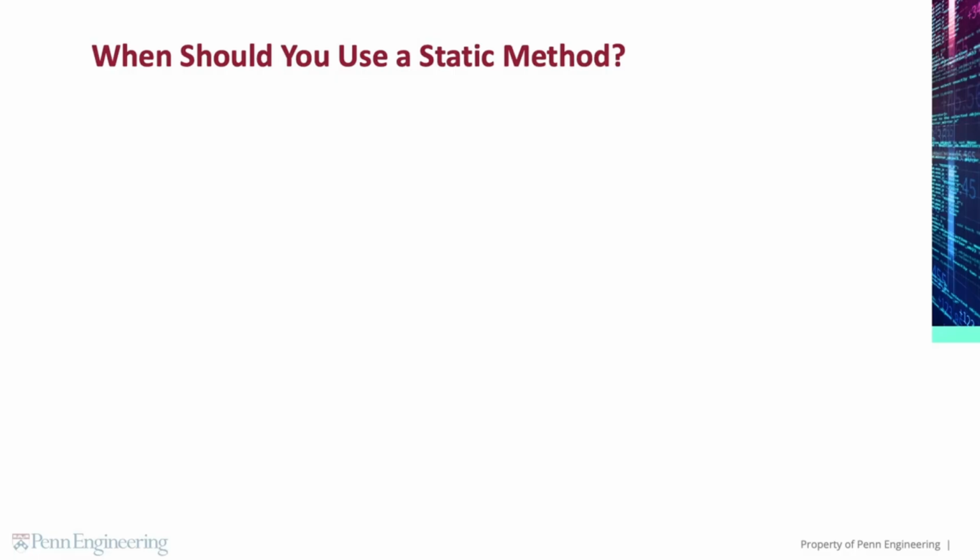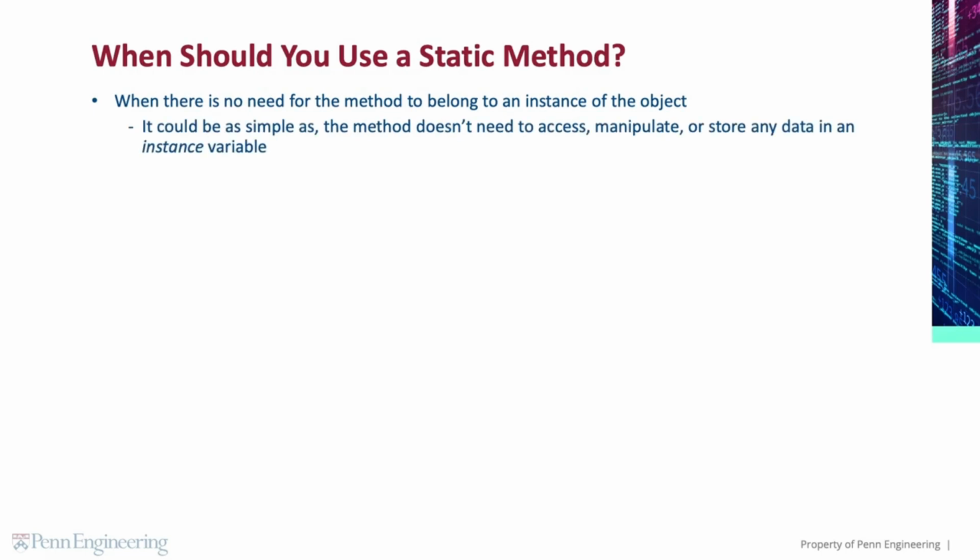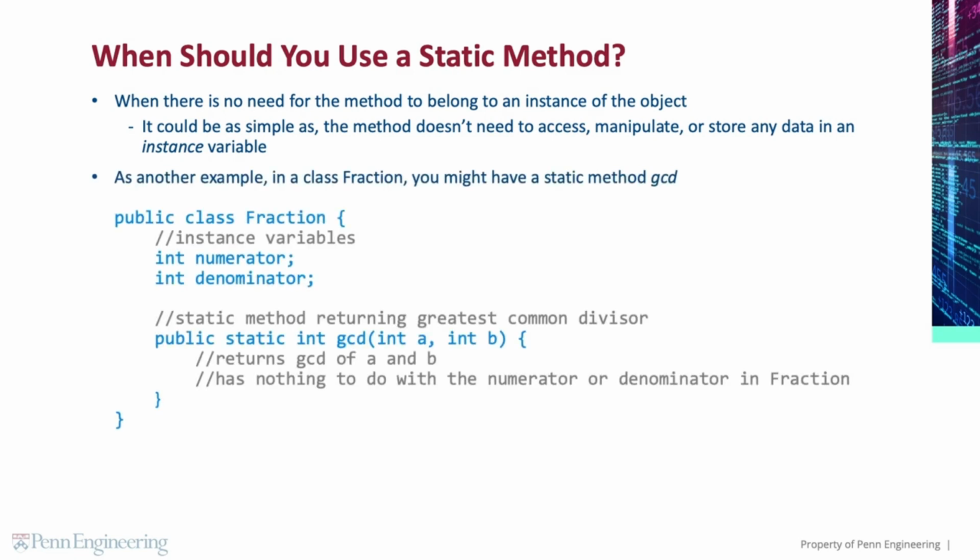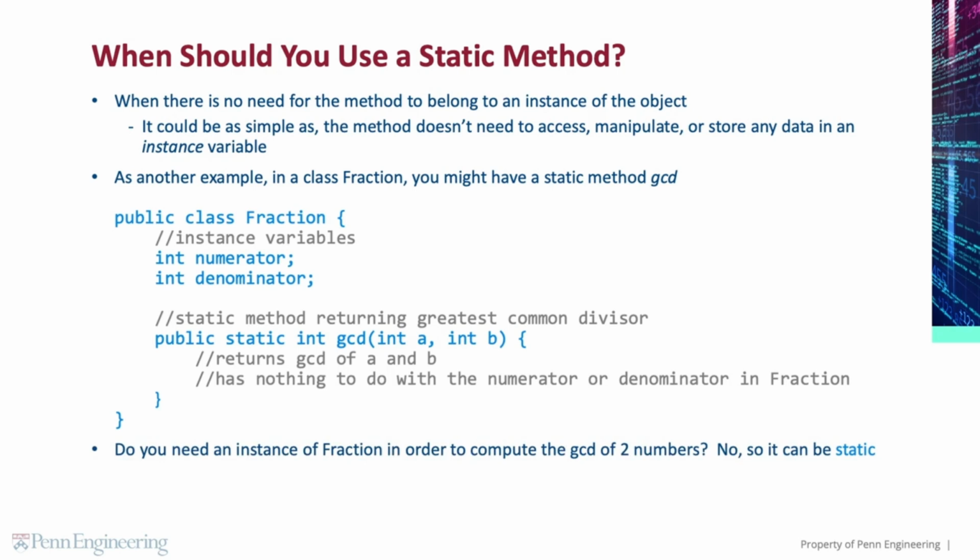So when should we use a static method? When there's no need for the method to belong to an instance of the object. It could be as simple as the method doesn't need to access, manipulate, or store any data in an instance variable. As another example, in a class Fraction, you might have a static method GCD, which returns the greatest common denominator of two given numbers. Do you need an instance of the Fraction class in order to do this? No, you don't. So the method can be static.